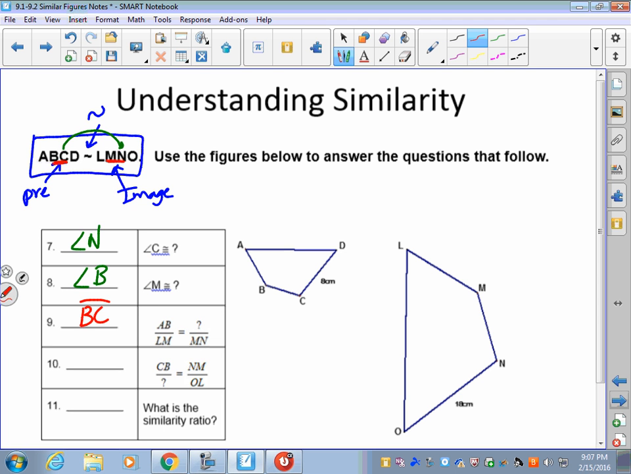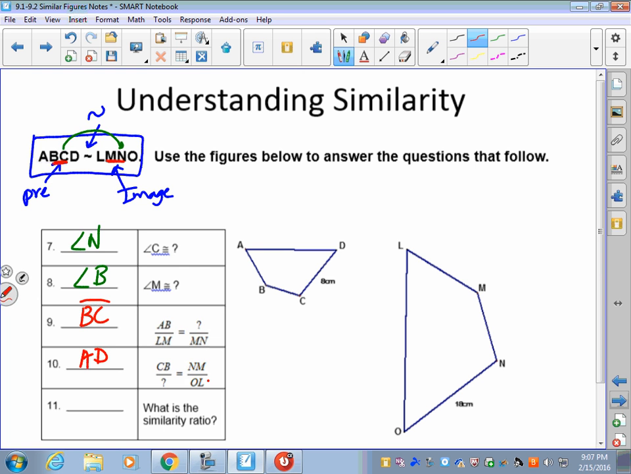And then if I do CB, CB we already know corresponds to blank. If I'm going from NM to OL, so they went to the last. This was first and last of OL. So that would have to be first and last on the first, the pre-image. And that's going to be AD or DA.